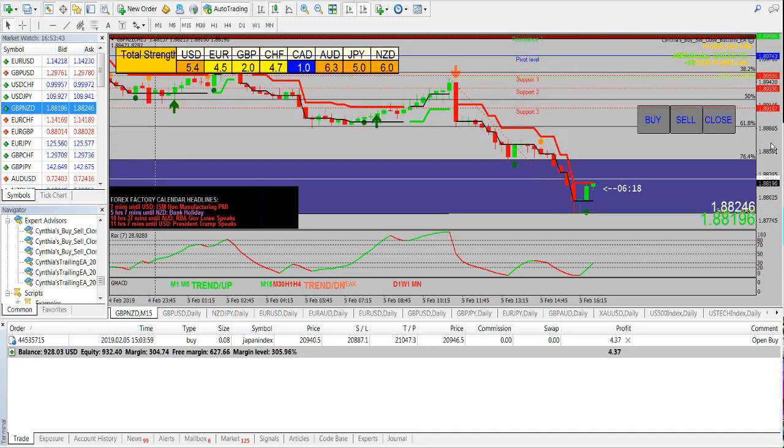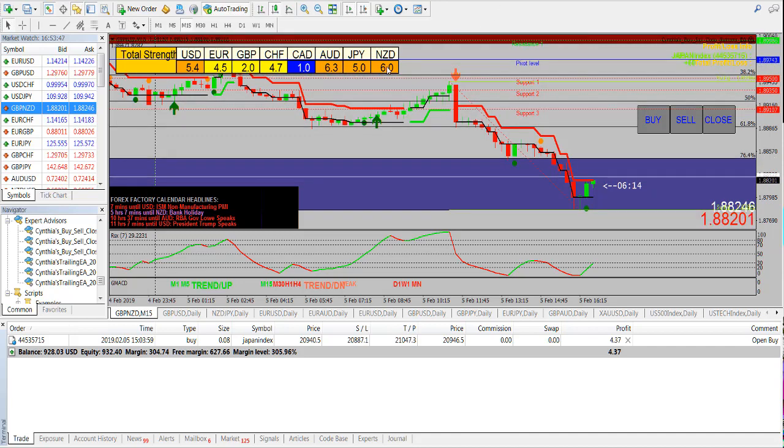So this is how I analyze my charts. And when I woke up this morning, the New Zealand dollar was even stronger than this. It was a red 7, and the pound was like a blue 1.0, even weaker than that.